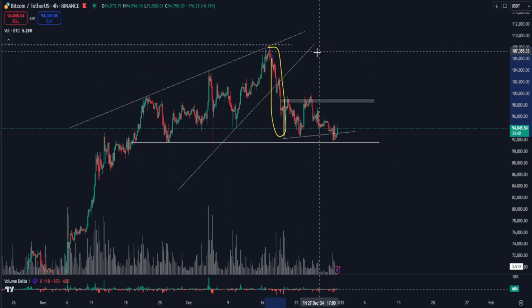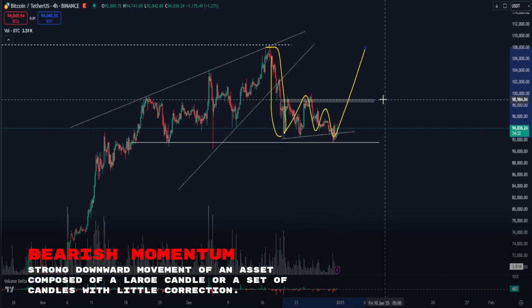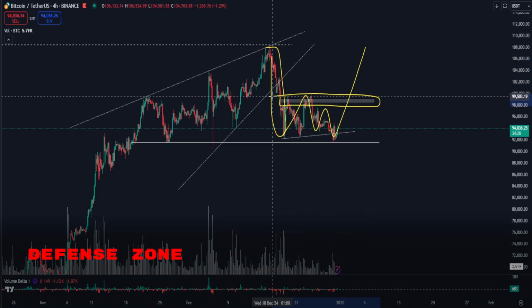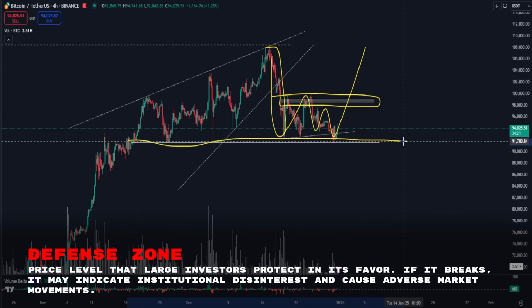What else do we have here? Well, we see this bearish impulse that resulted from the wedge breakout. Following this impulse, we're expecting a complex corrective pattern that could break through this defense zone to the upside. So yes, we remain optimistic. As long as this trend line holds, we maintain a positive outlook.